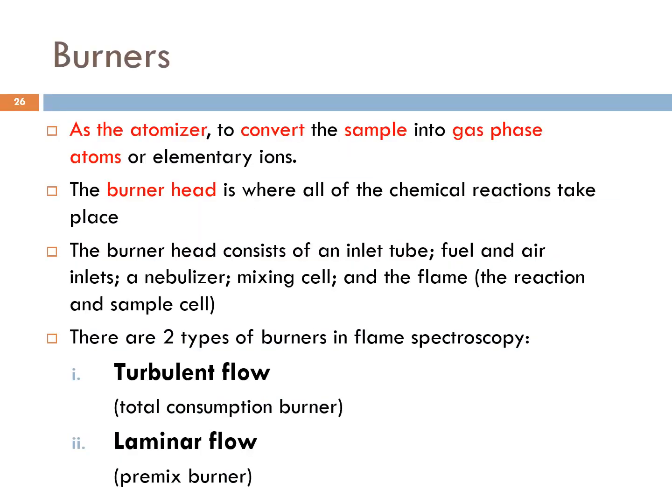Okay, burners. Burners ni, dia consists of inlet tube, fuel and air inlet, nebulizer, mixing cell and the flame. So burner ni will act as the atomizer in order to convert the sample into gas phase atom or elementary ion. The burner head is where all the chemical reaction takes place. Burner head ni tempat yang keluar flame tu lah.